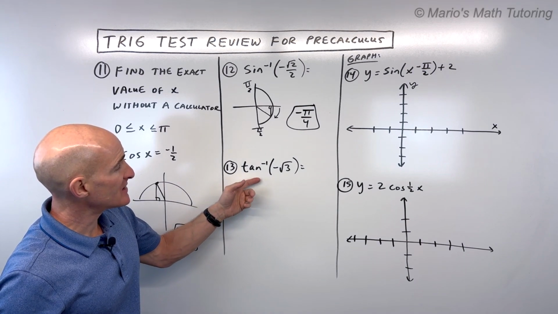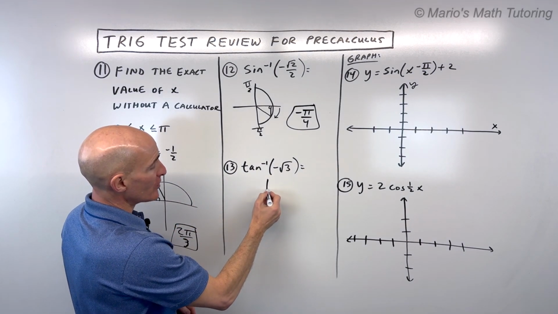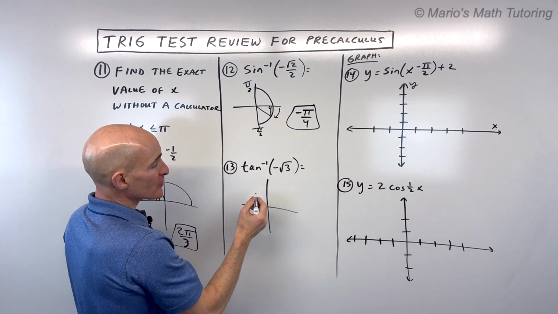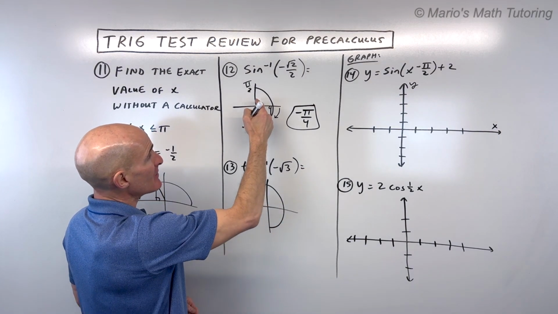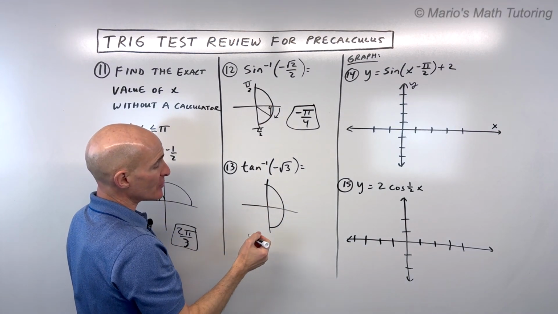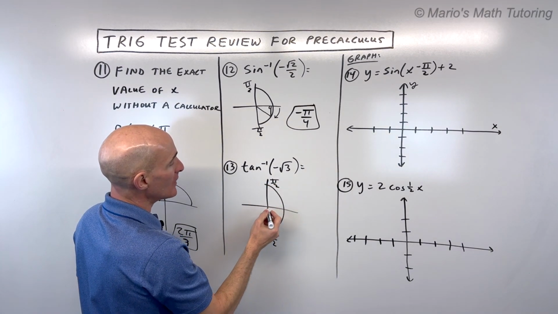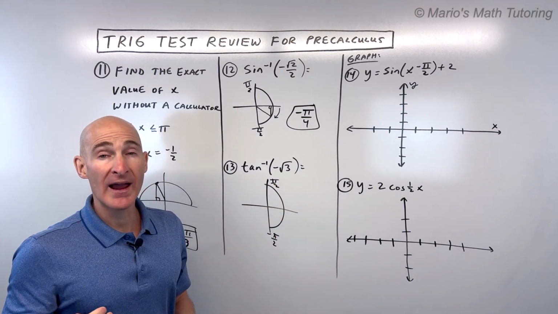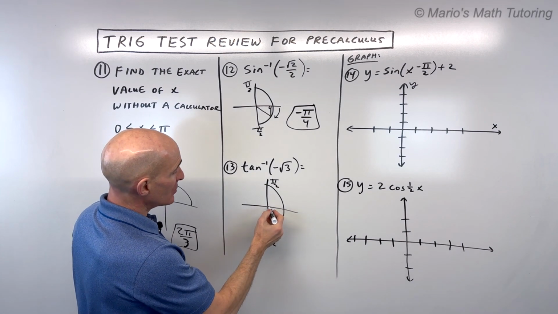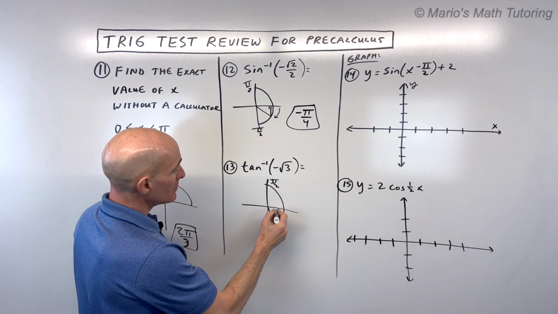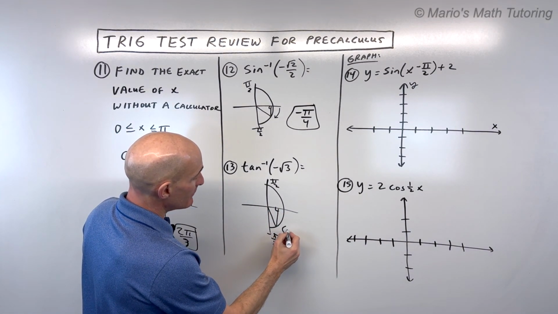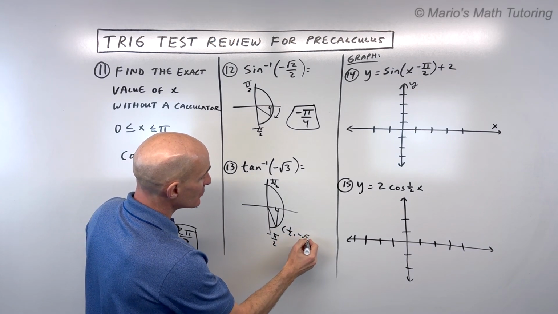For 13, what's the tangent inverse of -√3? Again, when you do the inverse trig function for tangent, it's the same restricted domain as for sine inverse. It's also going to be from -pi/2 to +pi/2. Tangent's the ratio of the y divided by the x, and that's going to occur right here at this point, 1/2, negative square root 3 over 2.